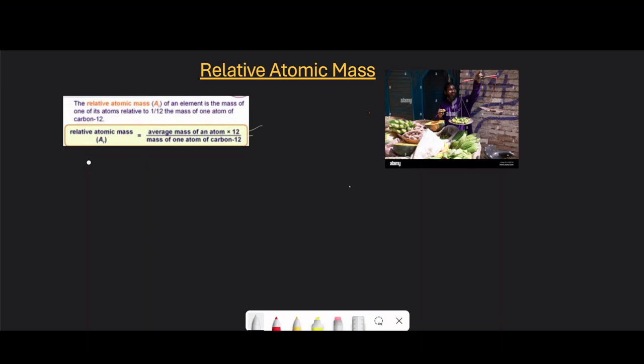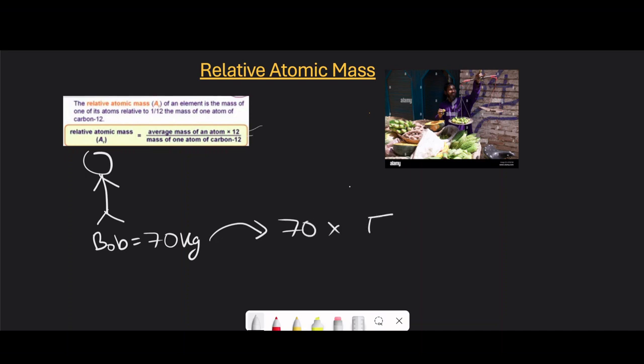So, to start off with, let's start with some examples. Let's say this guy here is called Bob, and his weight is 70 kilograms. Now, what do we understand when we say someone's weight is 70 kilograms? What this essentially means is that Bob is 70 times heavier than, let's say this is an object, and this thing weighs 1 kilogram.